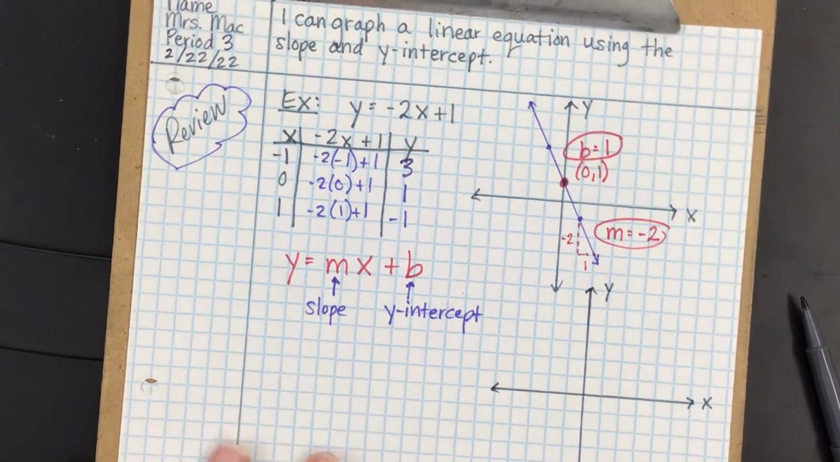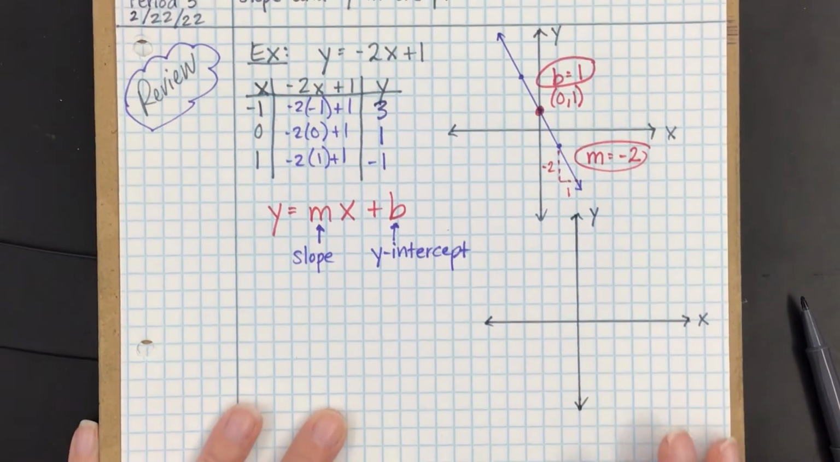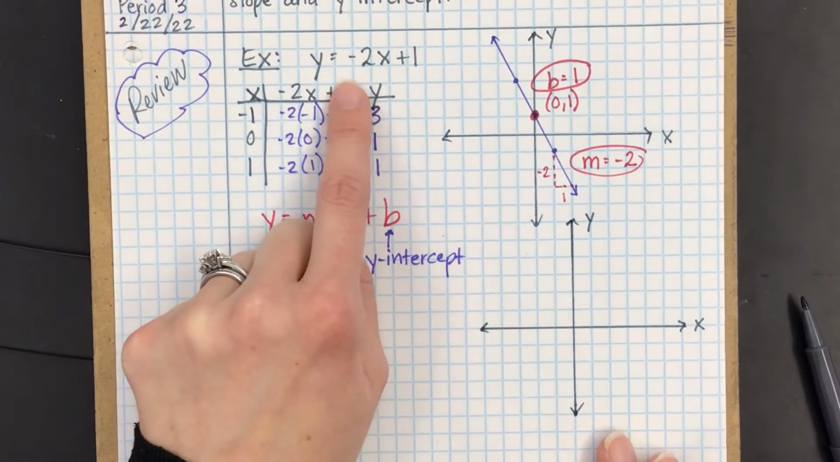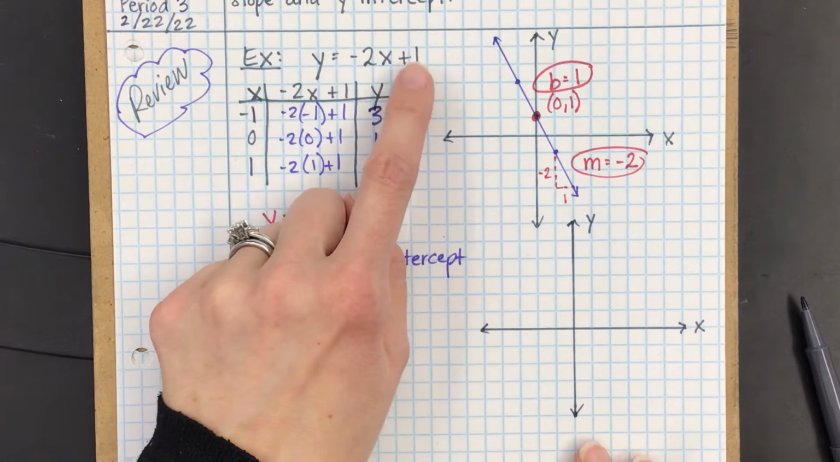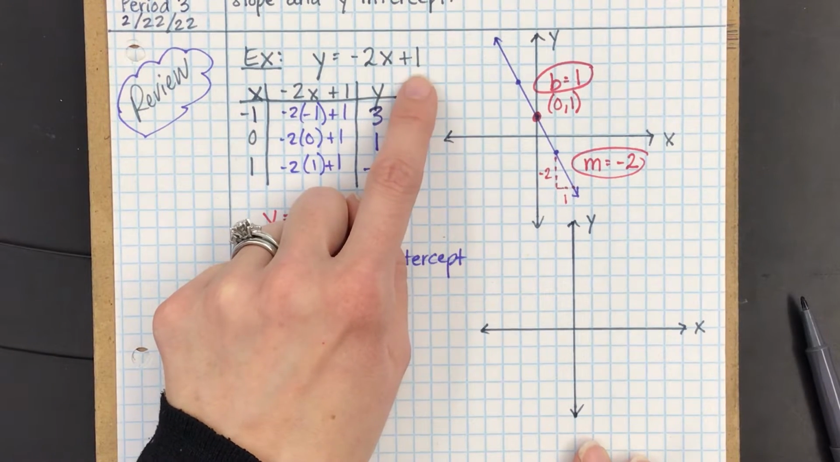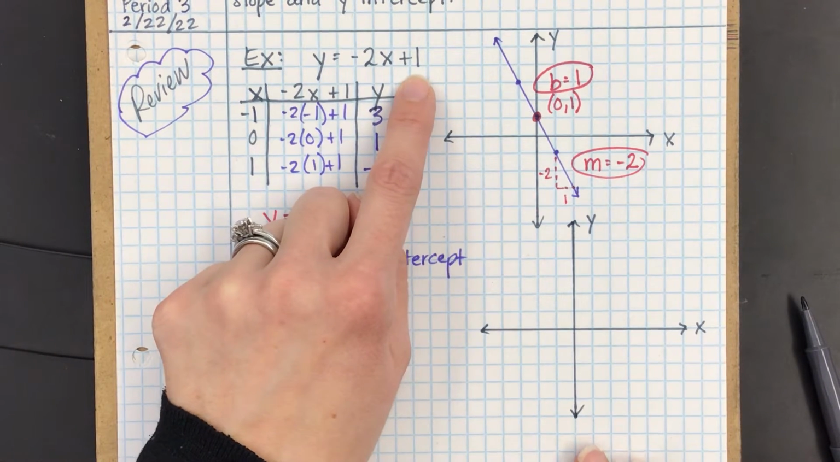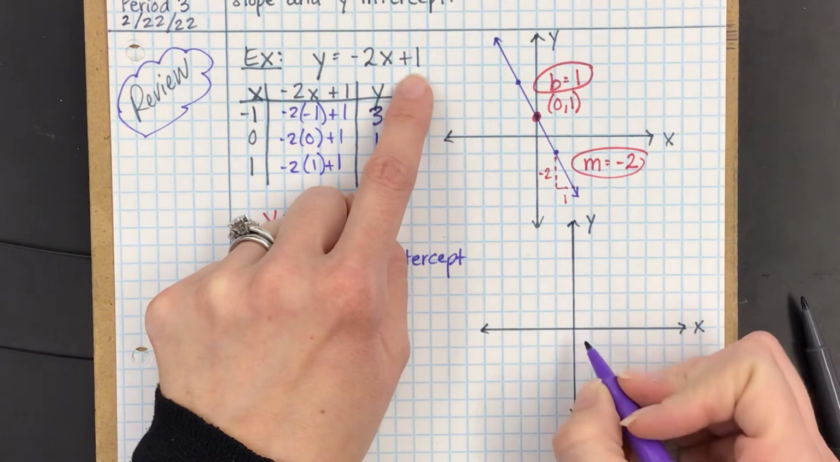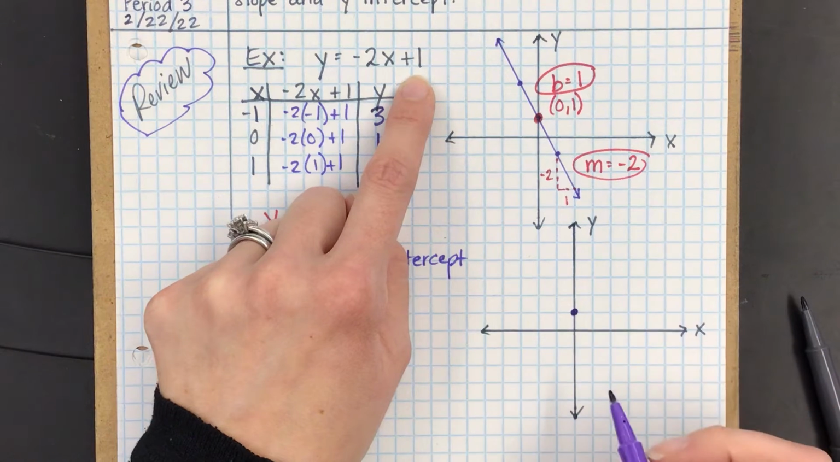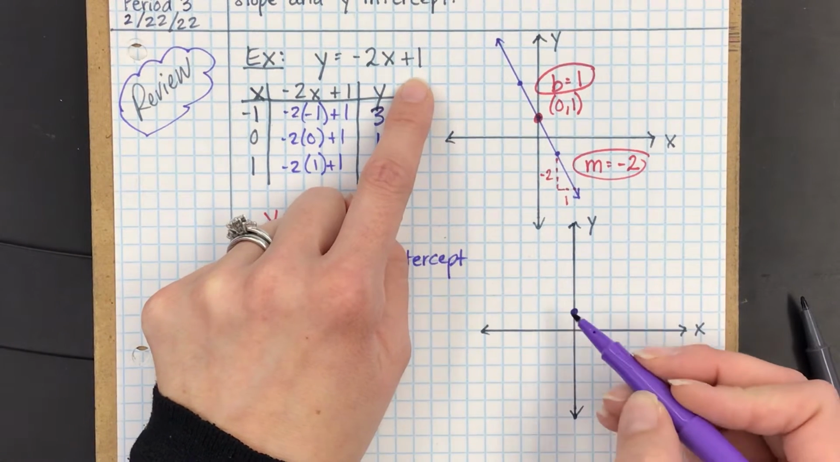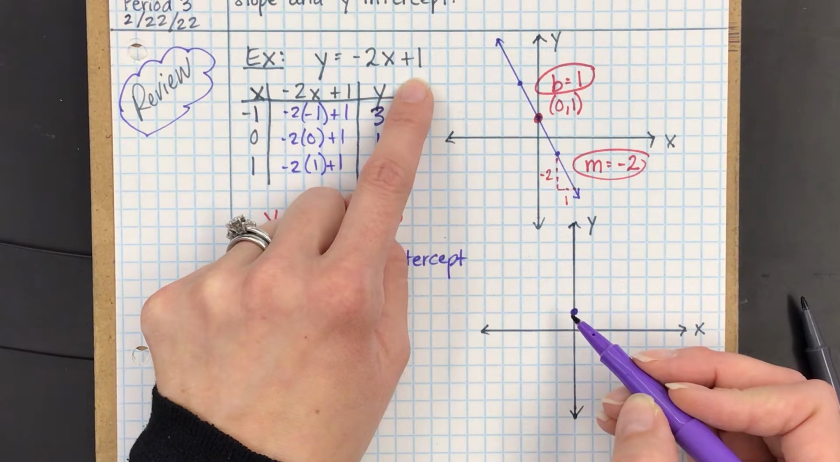Okay, so here's what we do. First of all, our equation's right here, and the number being added or subtracted at the end there is always your y-intercept. So I'm going to plot the y-intercept first. That is the point 0, +1. Okay, so since there's a 1 there, that means your y-intercept is 1.